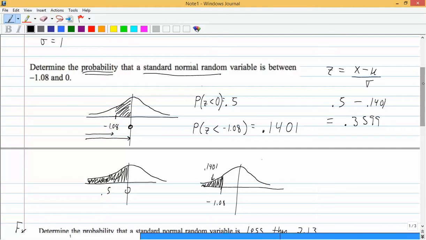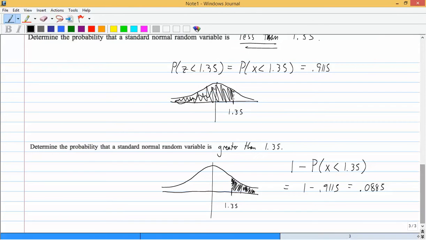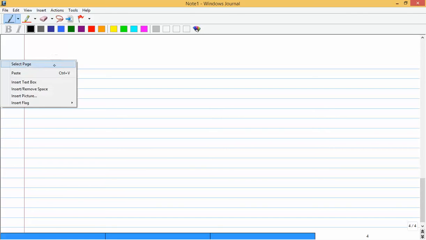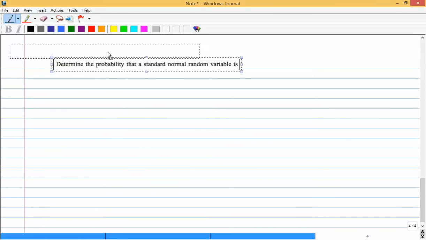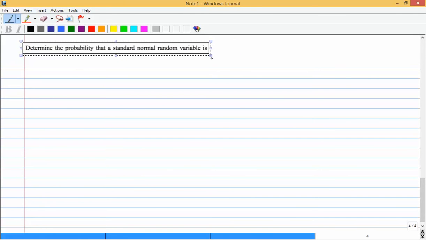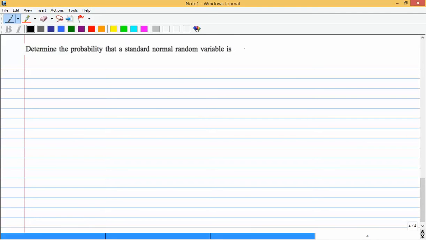So let's work one more. Alright, so let's determine the probability that a standard normal random variable is between negative 1.26 and 2.05. I'll give you a second to work that out.